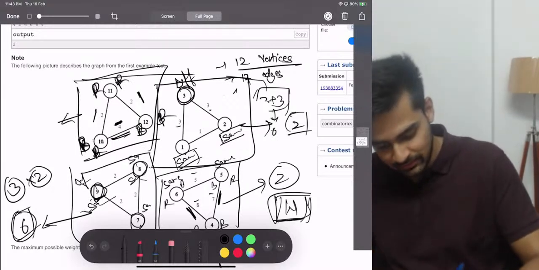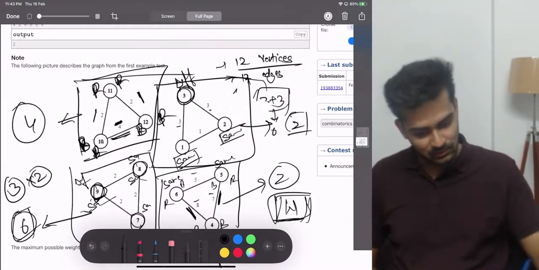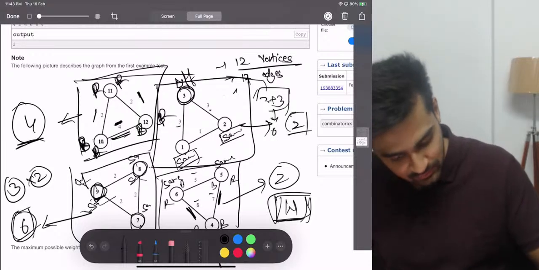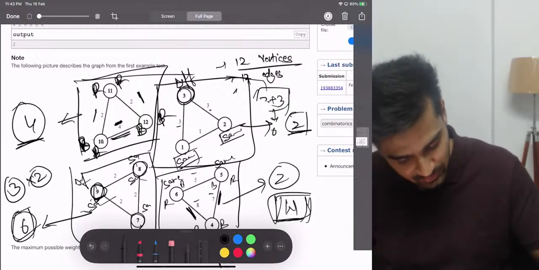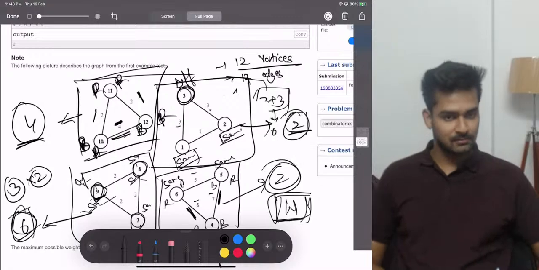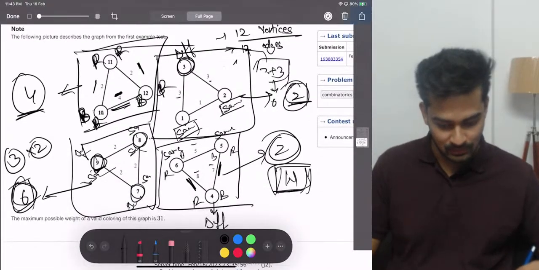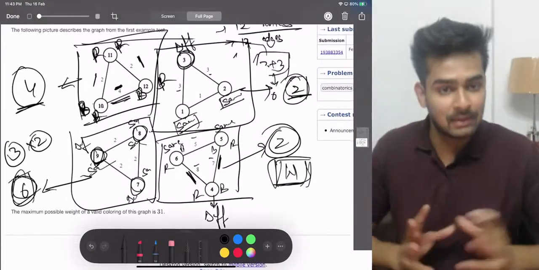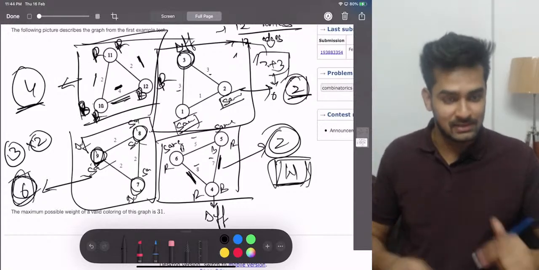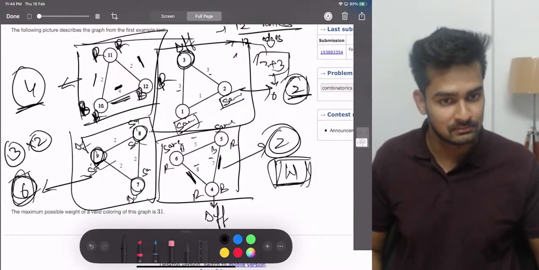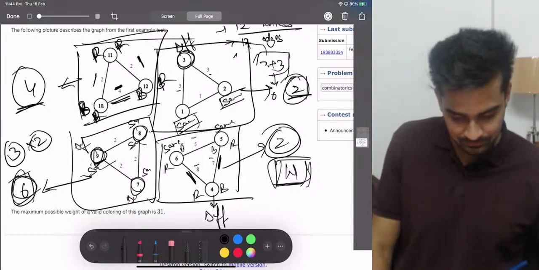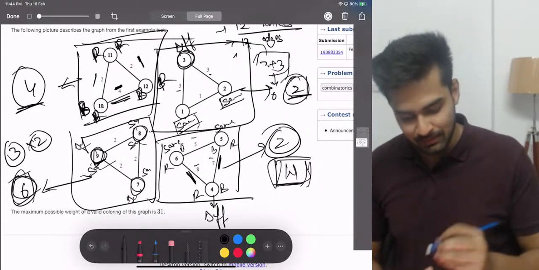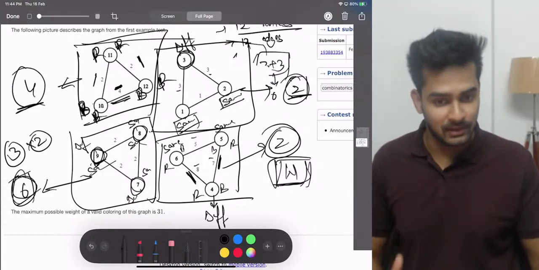So basically for this one, we had 4 combinations. So for this one, we had 4 combinations. For this one, we had 2 combinations. For this one, we had 2 combinations, and then 6 combinations. Okay. Now, every combination will be multiplied with each other because all of these are independent quantities. Okay. So if you see, there are many combinations which are duplicate.